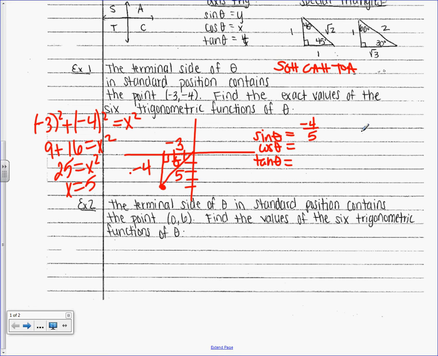What does cosine mean? Adjacent over hypotenuse. What's adjacent to theta? Negative 3. What's the hypotenuse of the triangle? 5. Does it reduce or simplify? Nope. What's tangent mean? Opposite over adjacent. What's opposite of theta? Negative 4. What's adjacent? Negative 3. 2 negatives make a positive. So positive 4/3 is your actual answer.